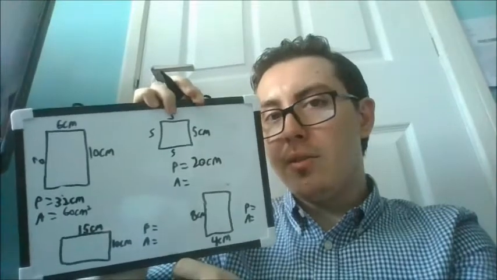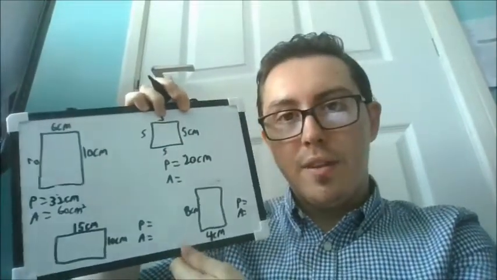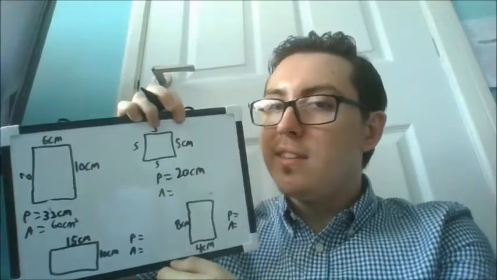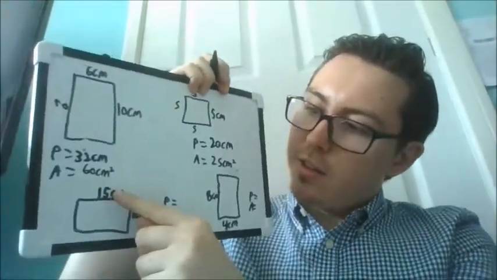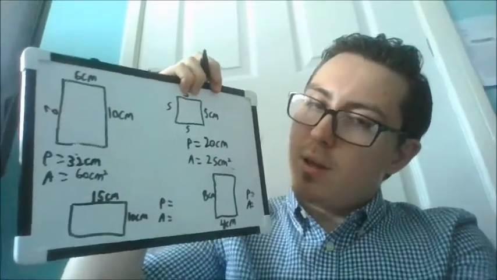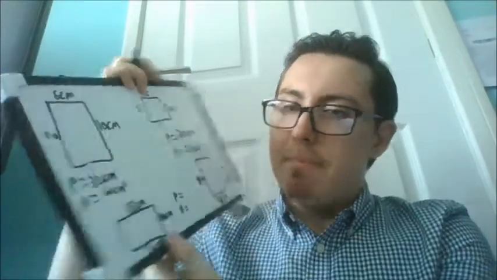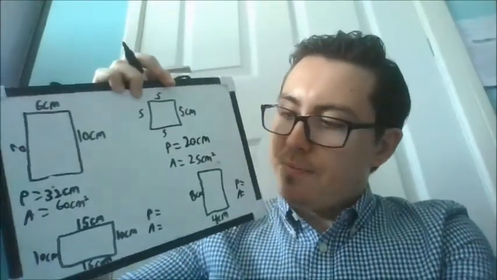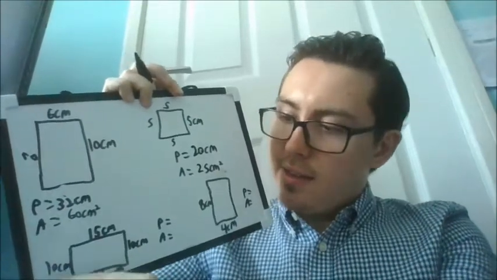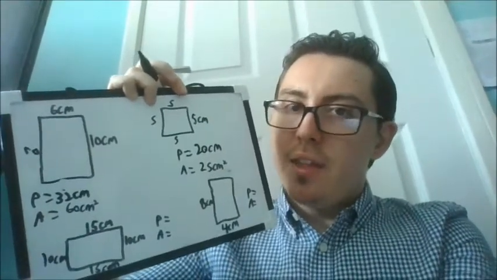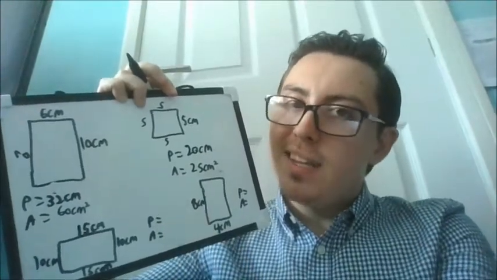What's our area going to be? Length times width, 5 times 5, is 25 centimeters squared. Okay, let's do this tricky one down the bottom. The opposite of the 15, our width, is obviously 15. The opposite length to the 10 is 10. So now let's add that together. 15 add 15 is 30. 10 add 10 is 20. 30 add 20 is 50. The perimeter is 50 centimeters.